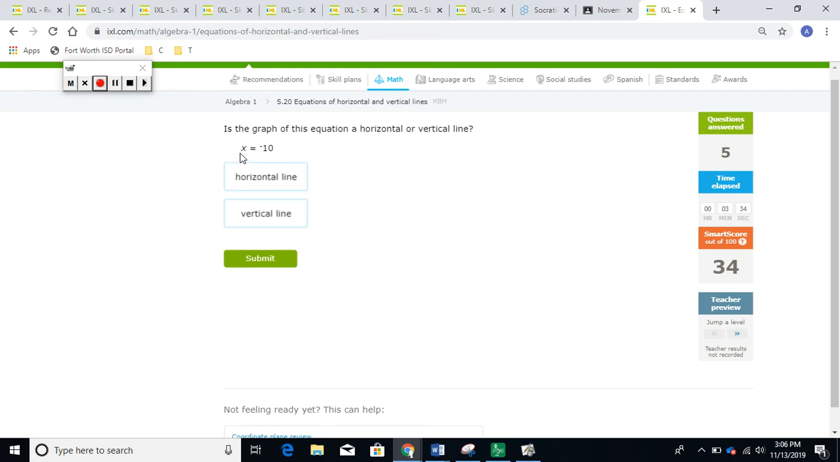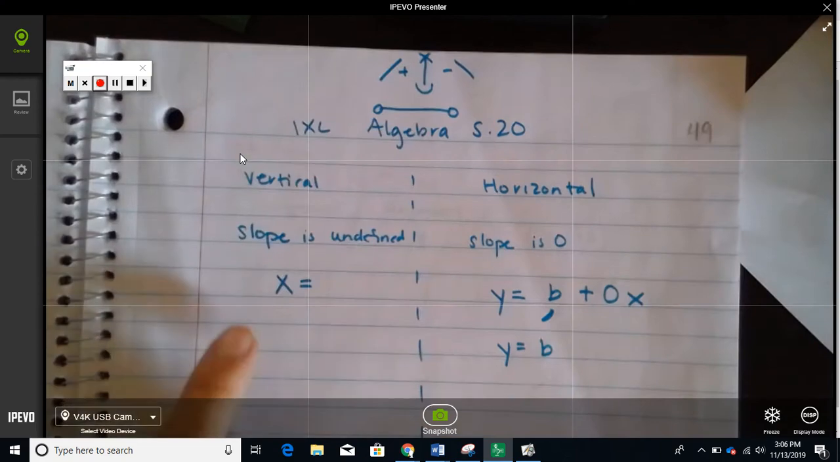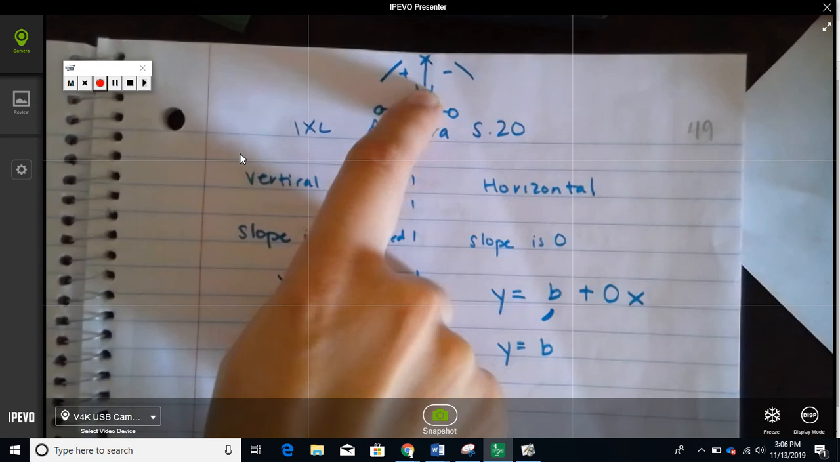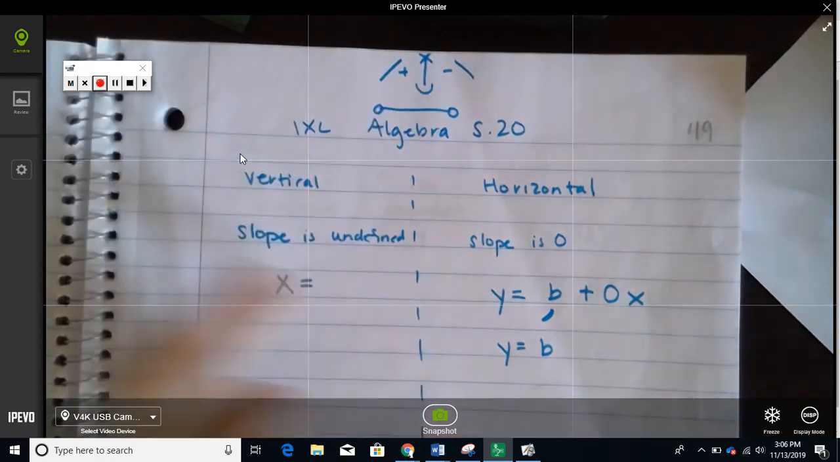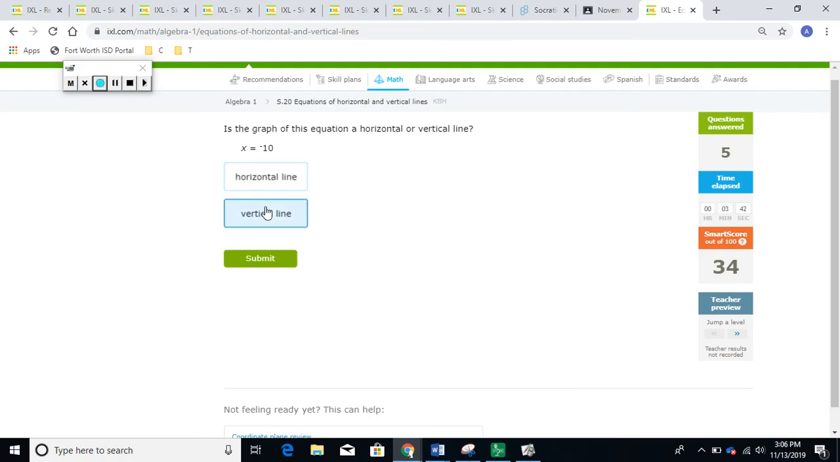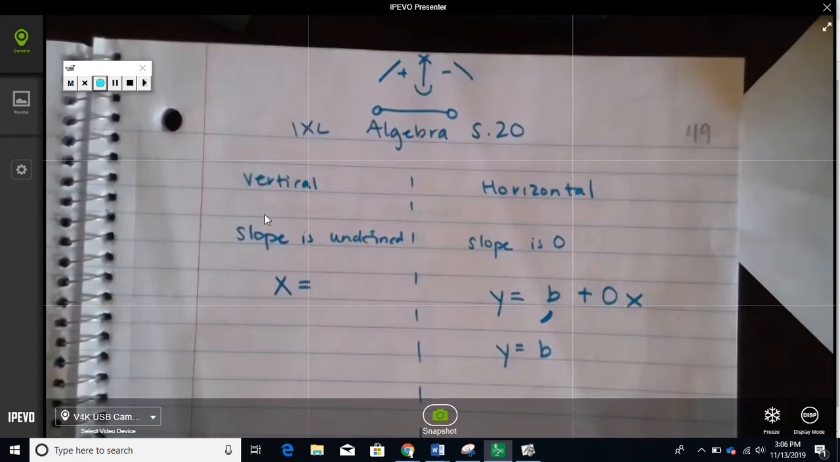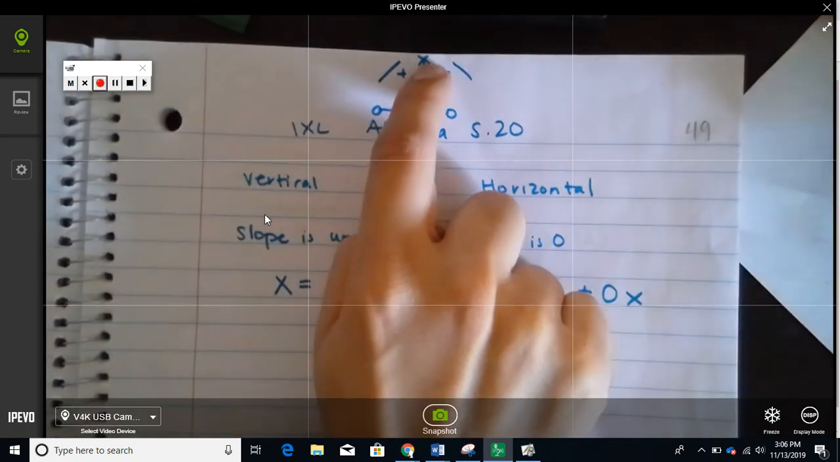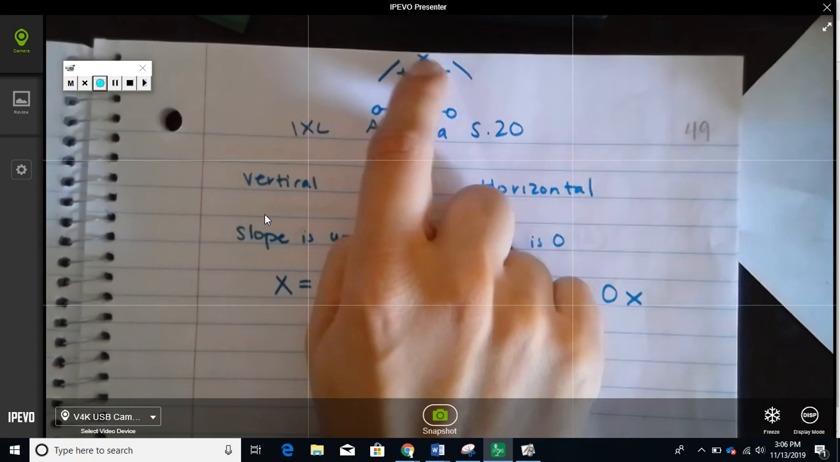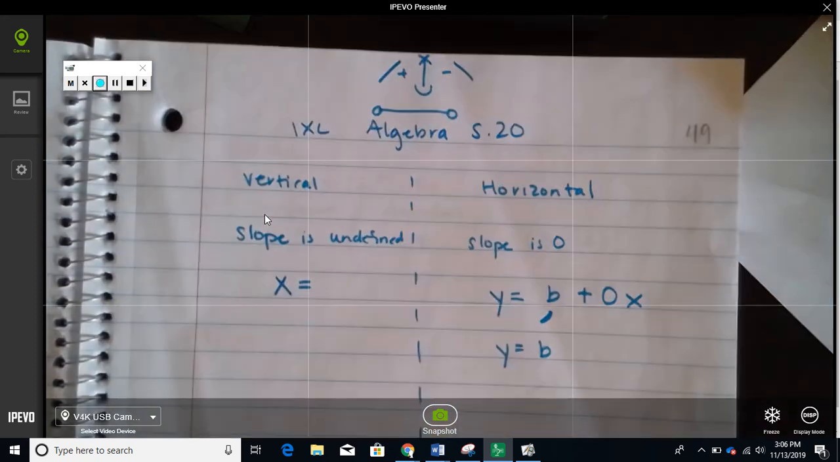This one's an x equals line. An x equals line, that's an undefined slope, a vertical line. An x equals, another vertical line. How do I remember? Because of the slope man, it's the nose, U is for undefined, and x is at the top. That's a vertical line. Vertical means up and down.